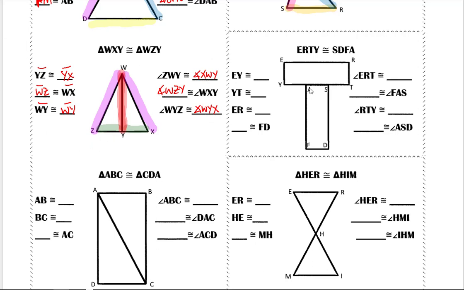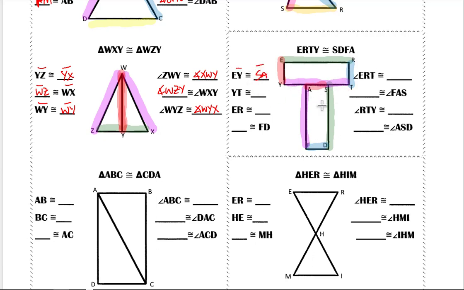Okay, let's go on to the next diagram. ER goes with SD. RT goes with DF. And TY goes with FA. And then the remaining EY goes with SA. So we have them all color-coded, and we have to identify the corresponding parts.